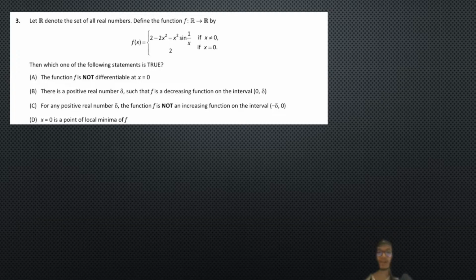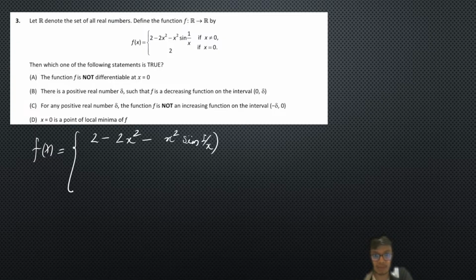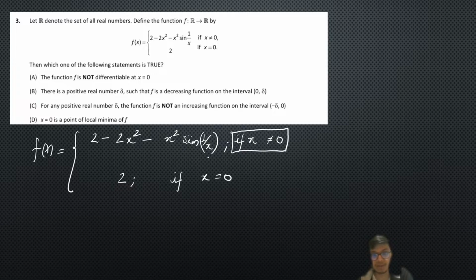So if you look at the function over here, let me write it down. It's a piecewise defined function and it has different definitions in different intervals. It is 2 minus 2x square minus x square times sine of 1 upon x when x is not equal to 0, and it is equal to 2 when x is equal to 0. So you have two conditions: when x is not equal to 0, you have one functional definition, and when x is equal to 0, you have another, right?